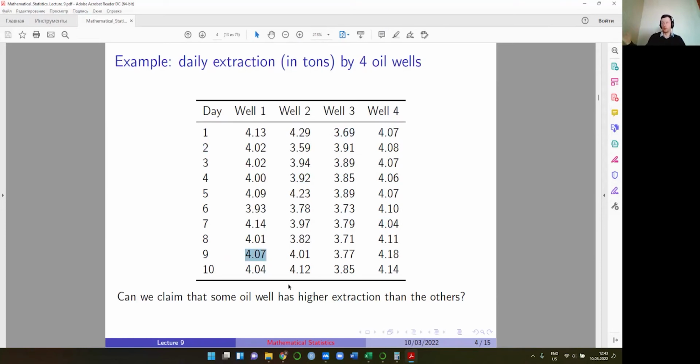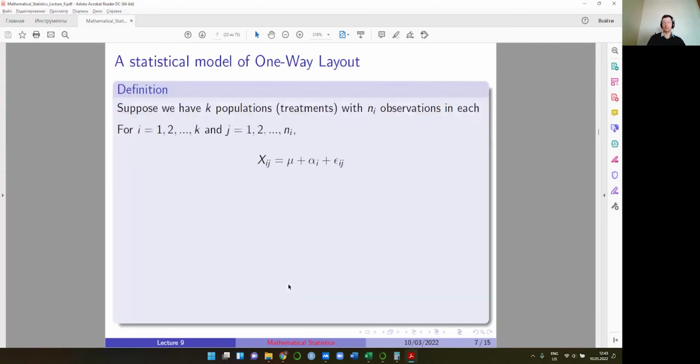So this is a random variable. I have 4 oil wells. I randomly select one well. I randomly select a particular day of production. Go and measure how many tons this well has produced on a given day. So this is xij, just any number from our table. Now, what is mu? Mu is the overall mean. One constant mean for any number in our table.